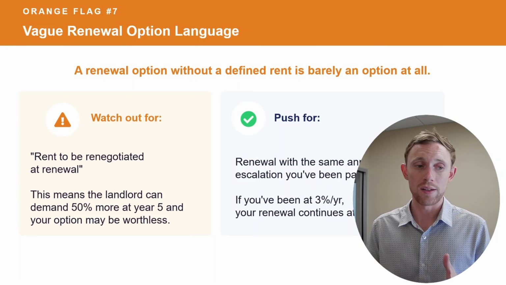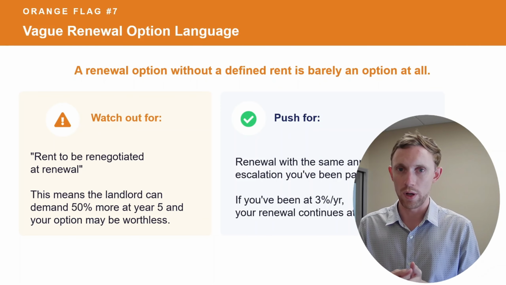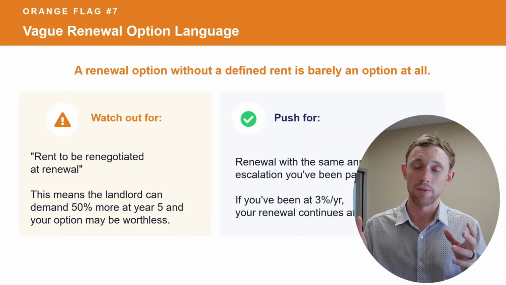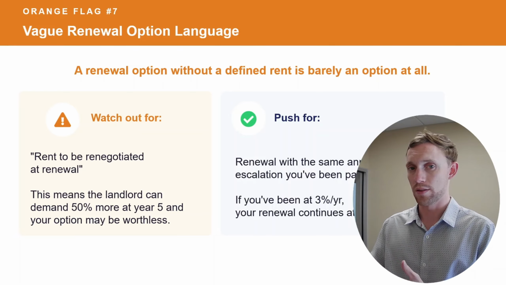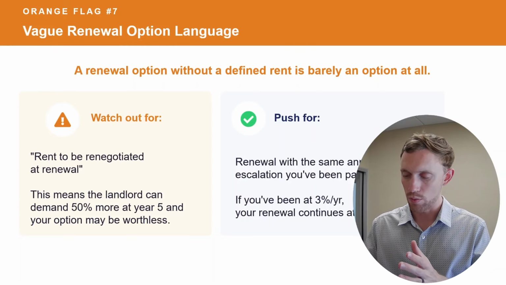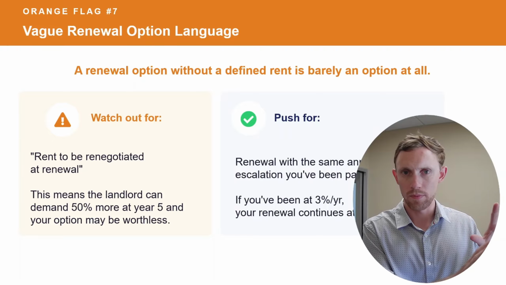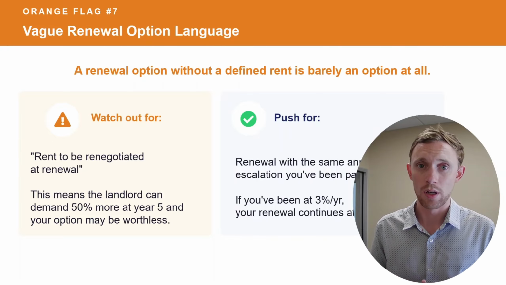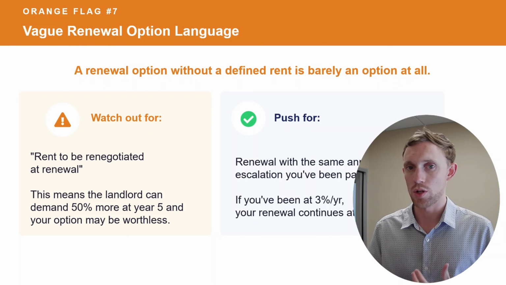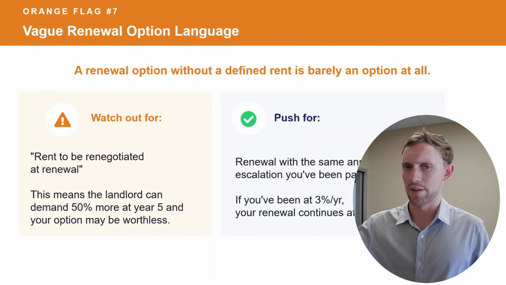But the issue here is some leases will be written that you have a 5-year renewal option, all terms to be the same except for the rent. So this is saying that everything we previously agreed to in the lease all stays the same except for the rent. Or it might say market rent at that time, rent to be renegotiated. So the problem with that is you essentially don't have a renewal option in that case.